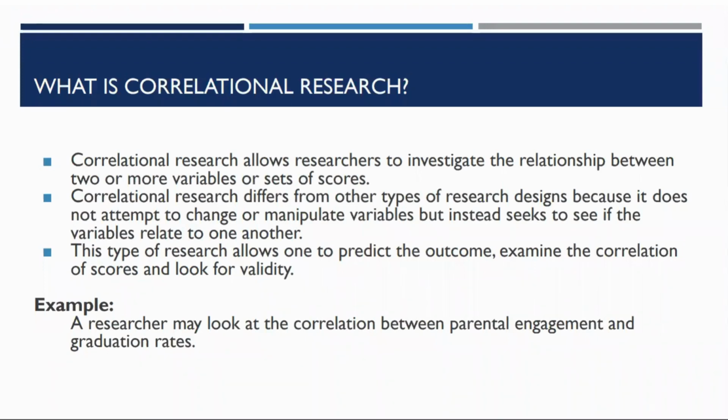So what is correlational research? Correlational research allows researchers to investigate the relationship between two or more variables or sets of scores. Correlational research differs from other types of research designs because it does not attempt to change or manipulate variables, but instead seeks to see if the variables relate to one another. This type of research allows one to predict the outcome, examine the correlation of scores, and look for validity. There is no experiment going on in correlational research, just the observation and measurement of seeing if the variables have a relationship to each other. For example, a researcher may look at the correlation between parental engagement and graduation rates.